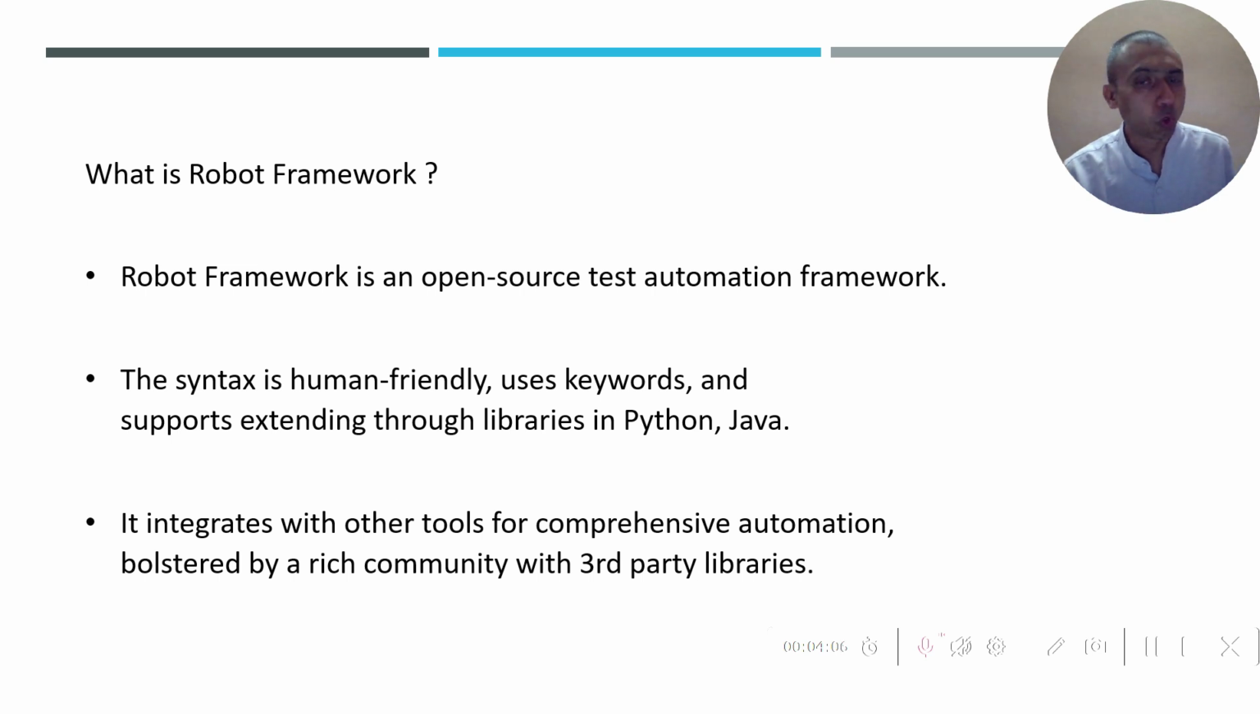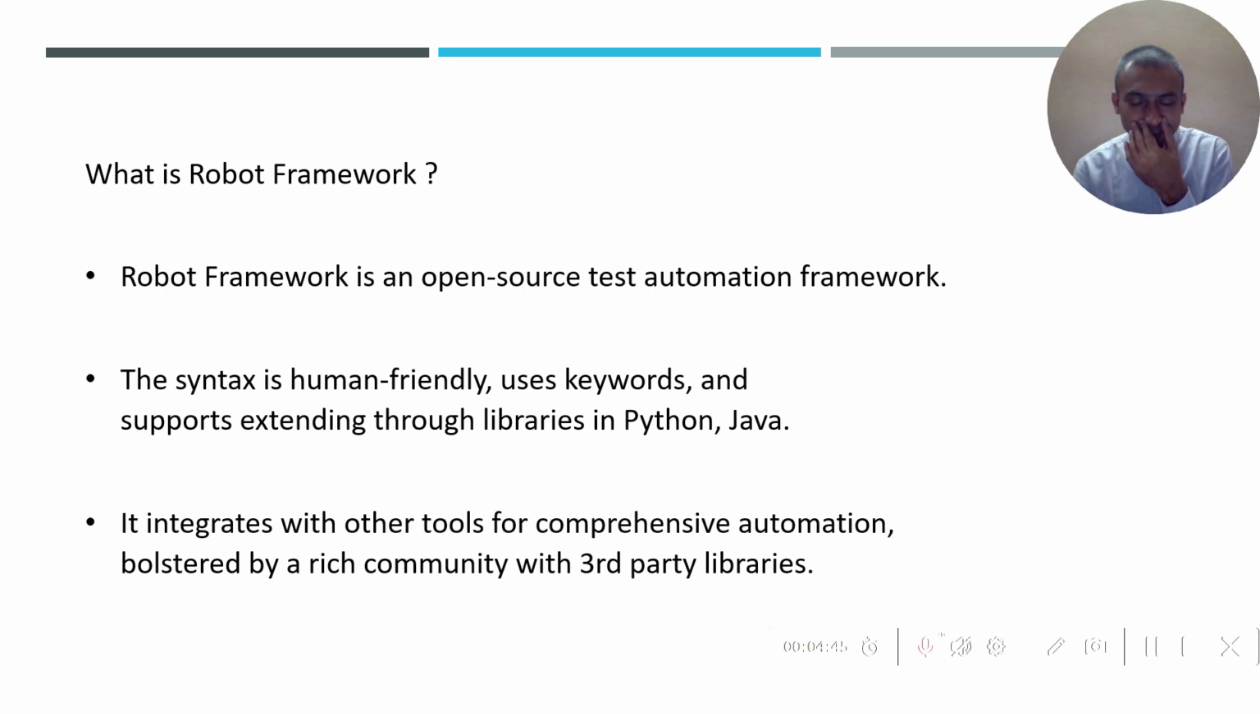Robot Framework is an open source test automation framework. The syntax is human friendly because it uses natural language, something called keywords, which a business user can understand much better. And that's why it's also called an acceptance test driven framework, which I'll be addressing later. Along with this, it supports extending through libraries.